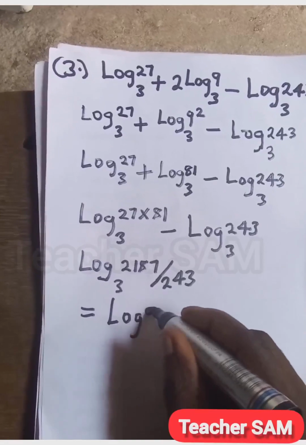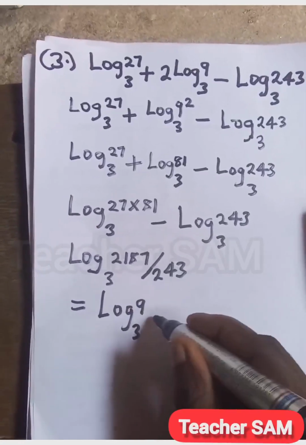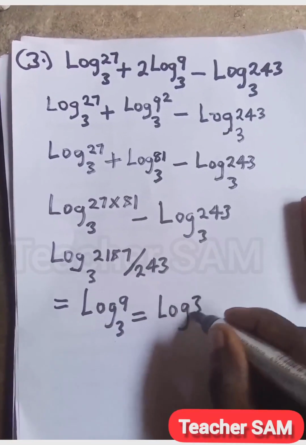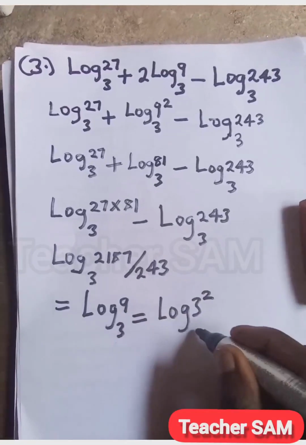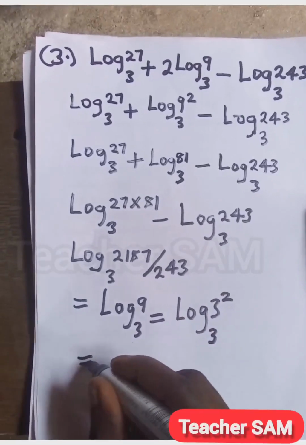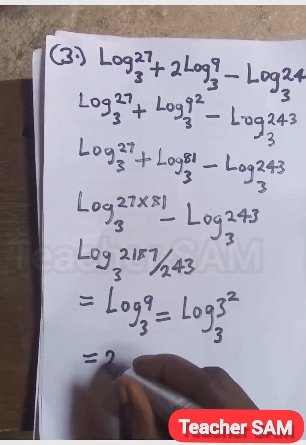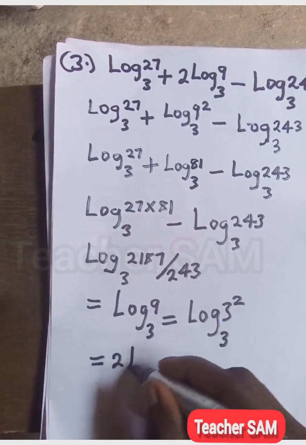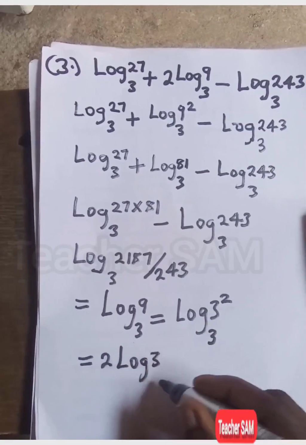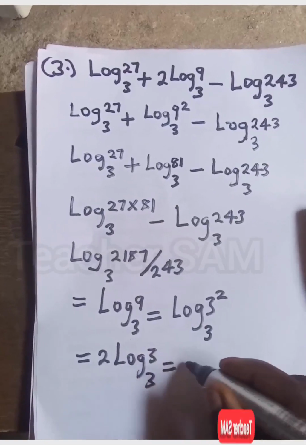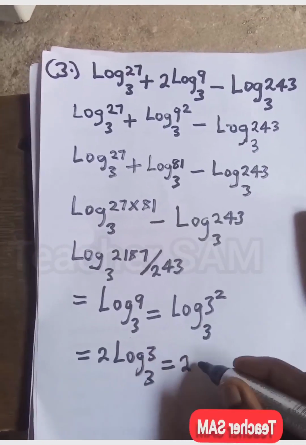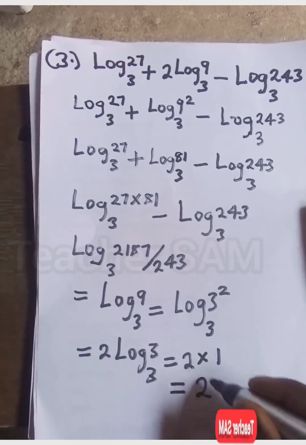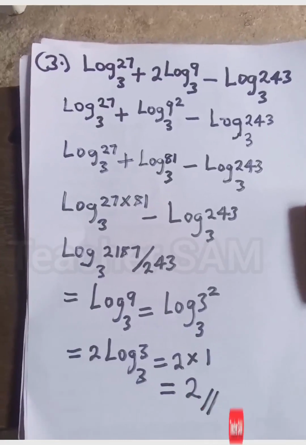So that will be log 9 to base 3. And log 9 to base 3 is the same as having log of 3 raised to power 2 to base 3. Since it's the power of the log, we bring out the 2 outside to multiply the log. So 2 times log 3 to base 3. Remember, log 3 to base 3 is 1, so 2 times 1 is 2. So that is the answer to that question.